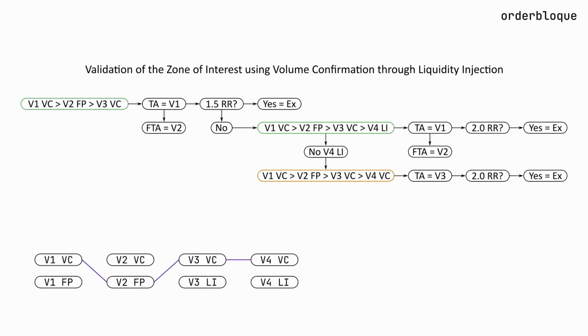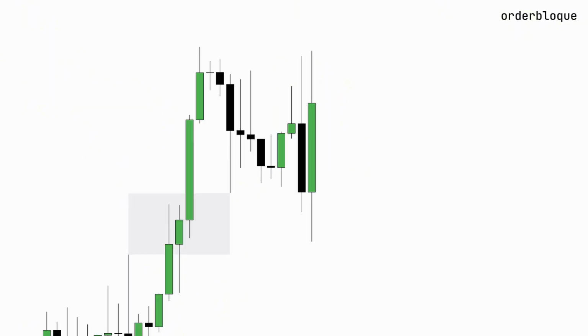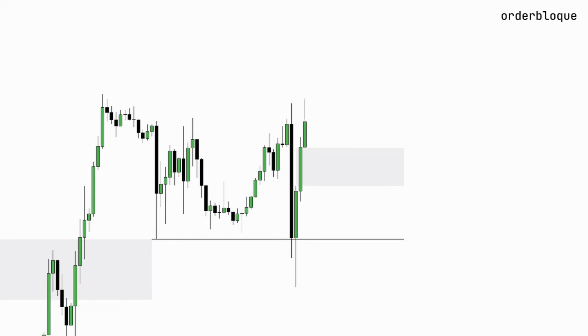The last example is when there is neither a desirable risk-reward to the nearest trouble area nor liquidity injection. Then the only way is to get another volume confirmation at the position of the fourth variable. Here's an example. The price rebalances FVG on the daily time frame. A fractal minimum is taken out on the 4-hour time frame, and volume is confirmed on the hourly time frame in the form of FVG.